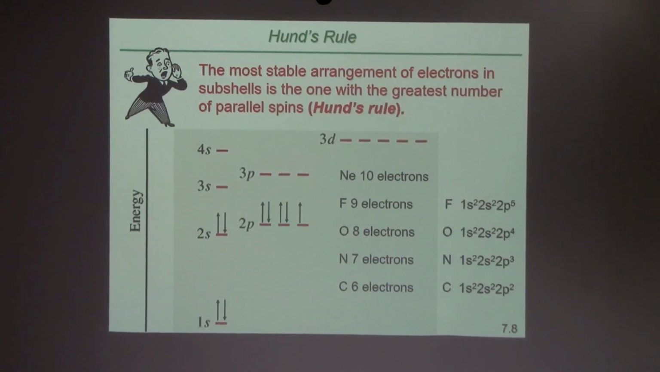Neon has 10 electrons. Neon is a noble gas. So its last electron, the 10th electron, is going to be paired up. So neon has all of its electrons paired up. So its electron configuration is 1s2, 2s2, 2p6.